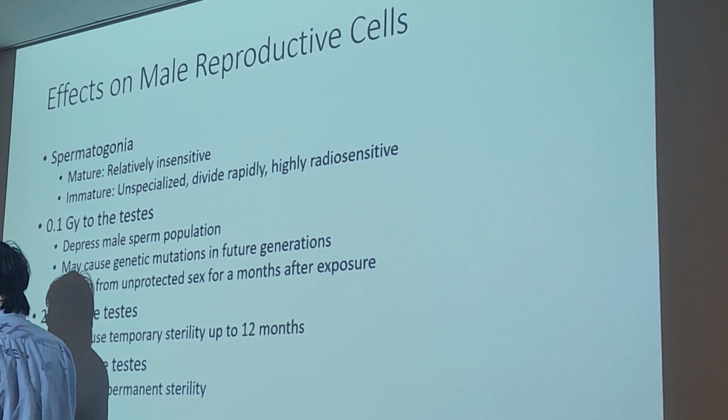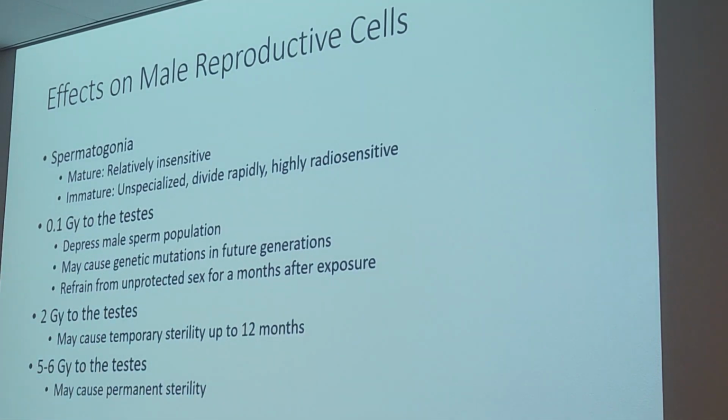2 grays to the testes is enough to cause temporary sterility for up to a year. A year of temporary sterility, 2 grays to the testes. 5 to 6 grays to the testes may cause permanent sterility.